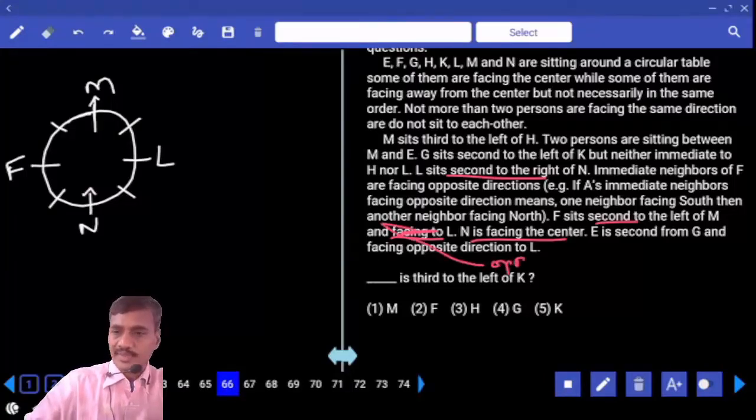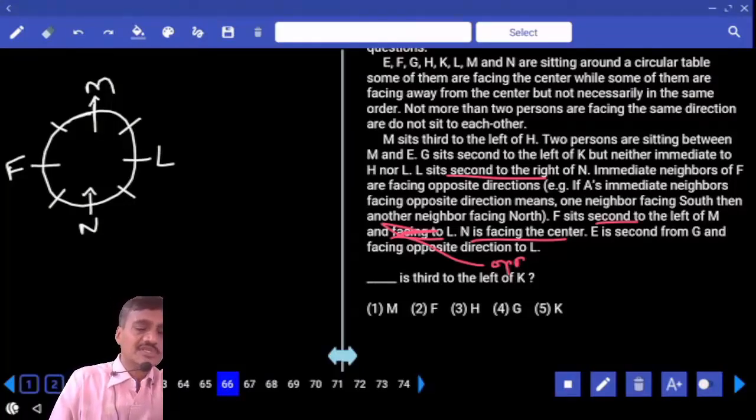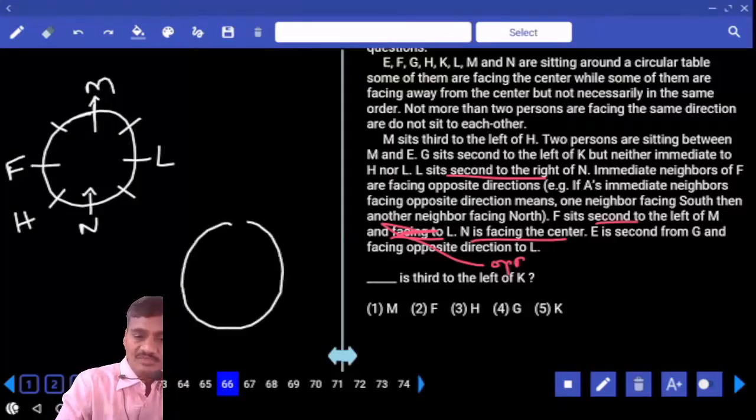And next one, M sits third to the left of H, and immediate neighbors of F are facing opposite directions. M is seated third to the left of H. How many possibilities do we have? 2 possibilities. Now we can have H at this place, or H can be in between N and L. Now there is a second possibility as well. Hence we are writing down the second possibility.